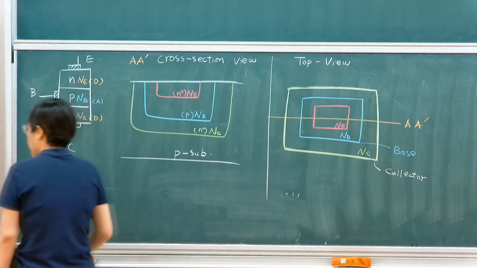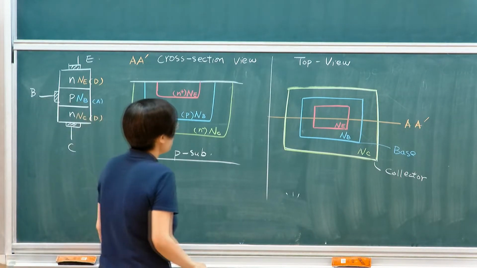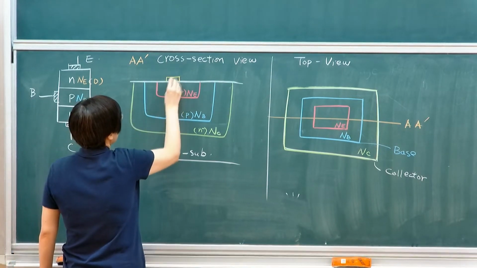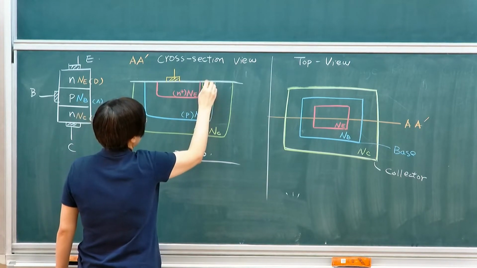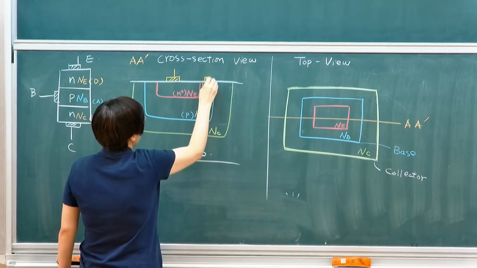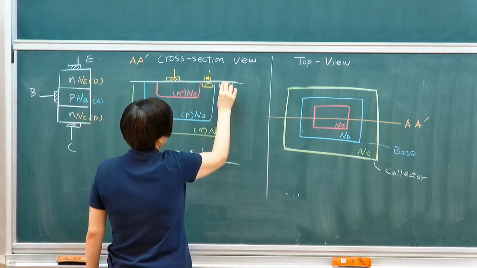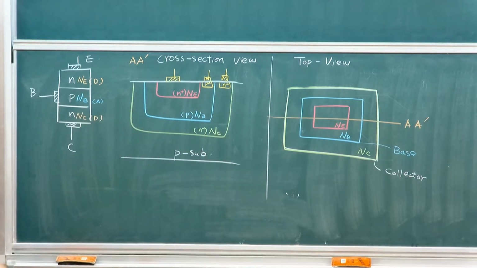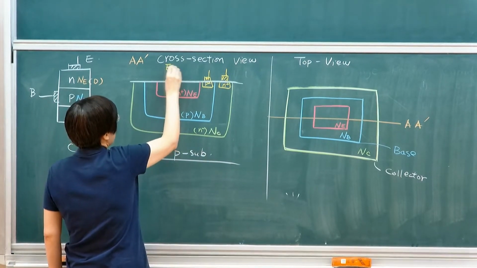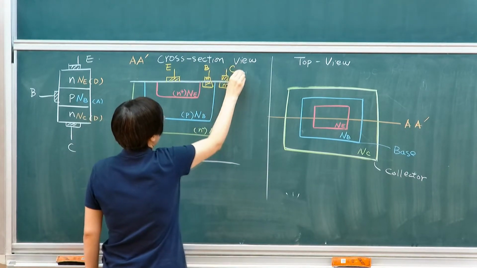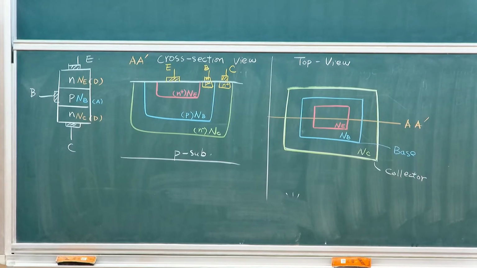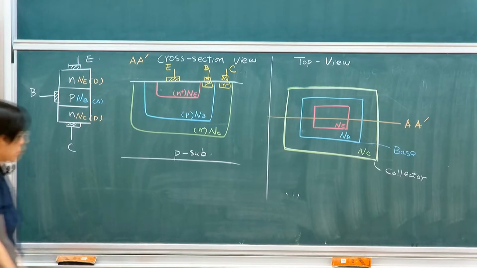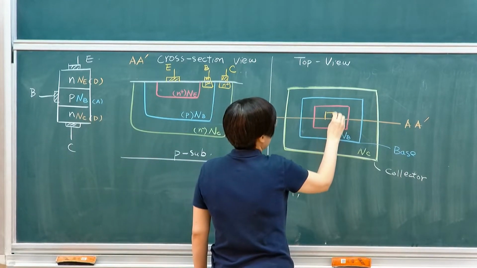Then finally you're going to make contacts. I'm just assuming that you're making contacts, just to ensure that you have a good contact. On the surface, you want to make sure that you have contacts. This will be your emitter contact, this will be your base contact, and this will be your collector contact. This is how you make the device, an NPN.